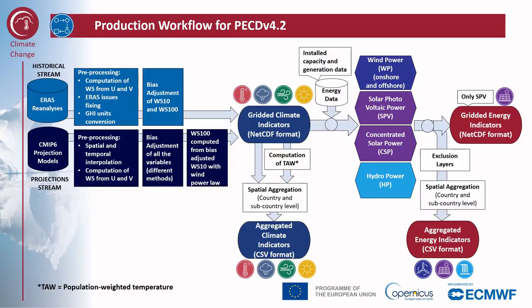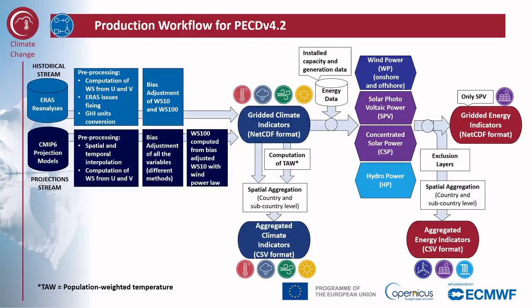This slide illustrates the workflow for producing PECD version 4.2, showing the processing steps for both historical and projection streams. For the historical stream, we start with ERA5 reanalysis data, where preprocessing includes calculating wind speed from U and V components, fixing known ERA5 issues, and converting GHI units. Next, we apply bias adjustment to wind speed at 10 meters and 100 meters.